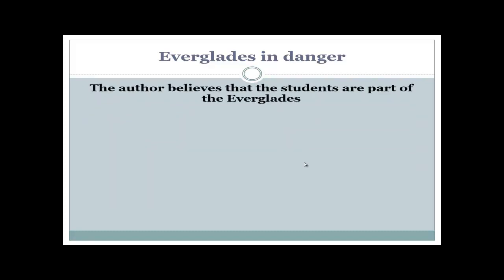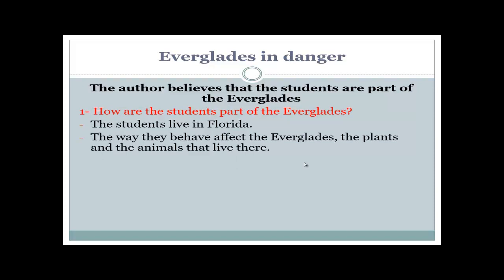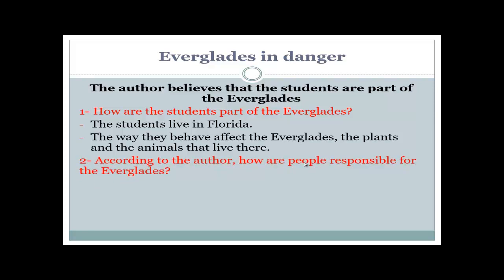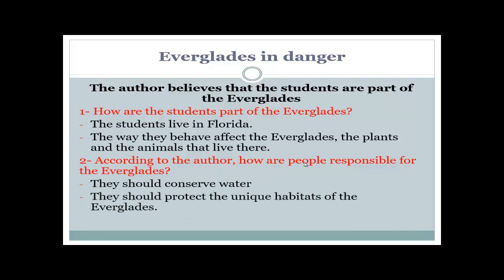The author as well believes that the students are part of the Everglades. How are the students part of the Everglades? The students live in Florida. The way they behave affects the Everglades and the plants and the animals that live there. That's how the students are part of the Everglades. According to the author, how are people living in Florida responsible for the Everglades? They should conserve water. They should protect the unique habitats of the Everglades. That's the responsibility towards the Everglades.